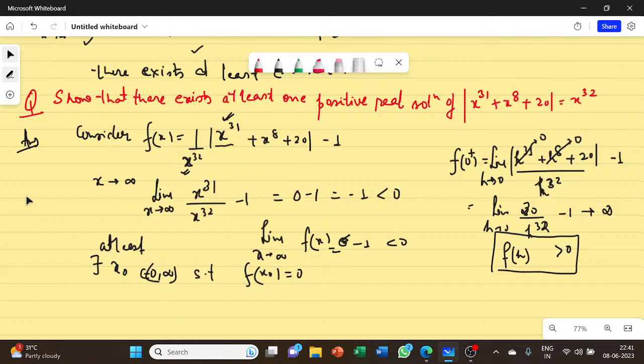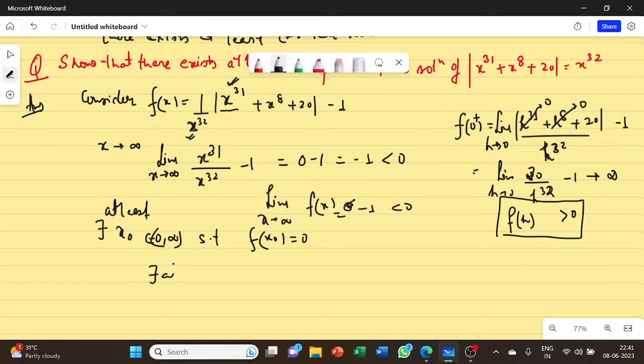And if f of x naught is 0, what does it imply? It implies there exists at least one x naught such that x naught raised to power 31 plus x naught raised to power 8 plus 20 mod is equal to x naught raised to power 32. So simply if it is equal to 0, then we'll do all these things. So there exists at least one real root for this particular equation. Is that clear or not clear? Just let me know. I think it is clear. If you have any doubt, kindly let me know.